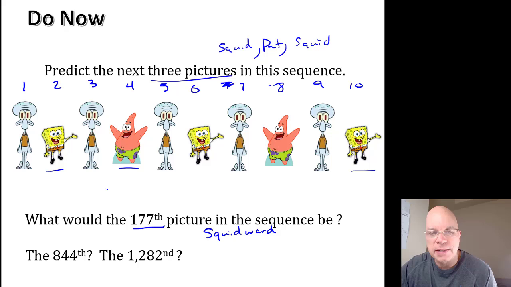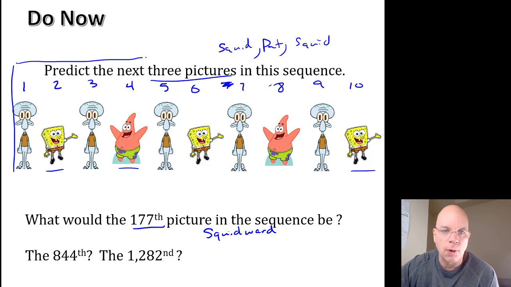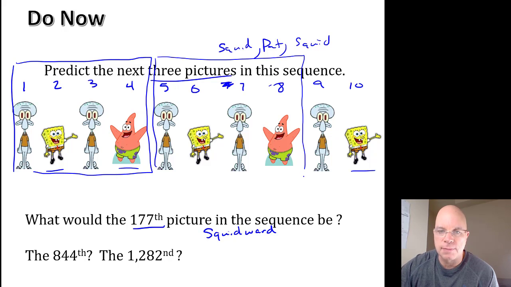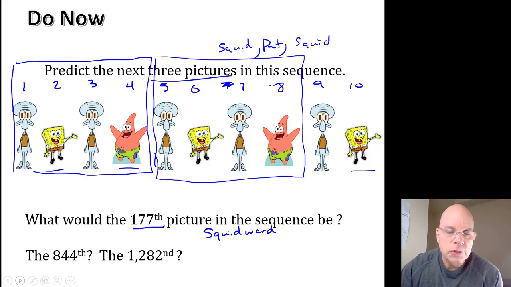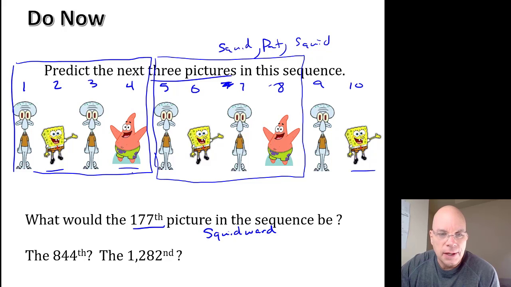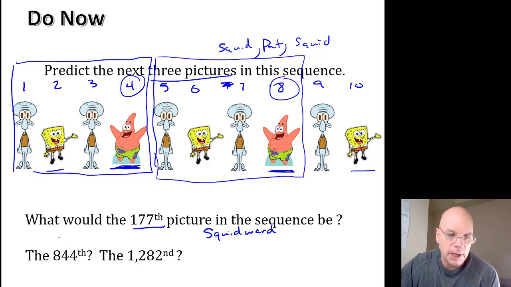There are many different ways to answer this, but maybe the easiest way is to see that the pattern repeats every 4 characters. So every group of 4 then repeats. The 5th through 8th pictures are the same as the 1st through 4th pictures. So once you notice it's a repeating pattern of 4, if you have a multiple of 4, like 4, 8, 12, you have Patrick. And so if the number is divisible by 4, which of course 844 is, 844 is 211 fours, then this character would be Patrick.